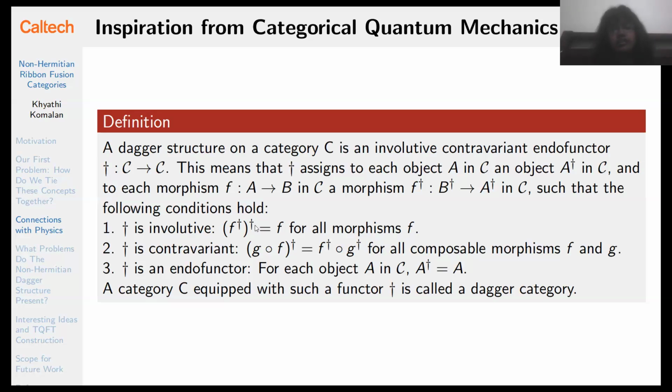As defined earlier, it's involutive, contravariant, and an endofunctor, and these each mean different things. When you say that the dagger is involutive, you basically mean that F dagger dagger is equal to F for all morphisms F. And if you compose G and F and take the dagger of it, it would be equal to F dagger composed with G dagger. And dagger is an endofunctor, so that means for each object A in the category, A dagger would be equal to A. If a category C is equipped with such a functor, you call it a dagger category.